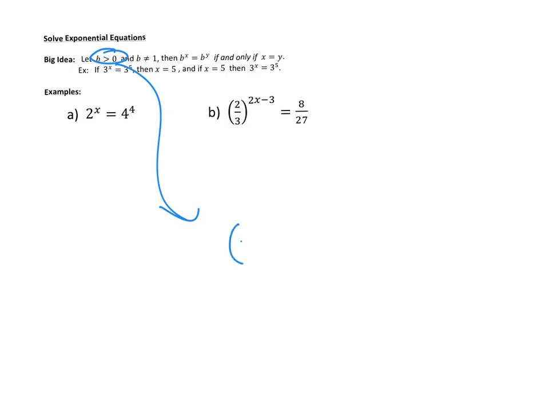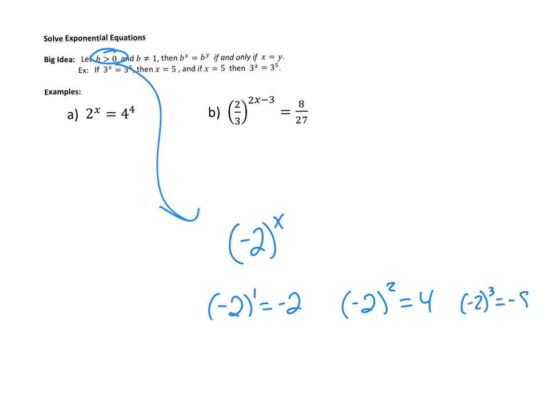Imagine that you have a negative base, like -2 to the x. Well, think about even if you were just raising this to integers. -2 to the first is going to give you -2. -2 to the second is going to give you +4. -2 to the third is going to give you -8. You can probably see why this is a problem. We would constantly be switching between positives and negatives, and so we would not have a continuous curve. This would not give us exponential growth or exponential decay.